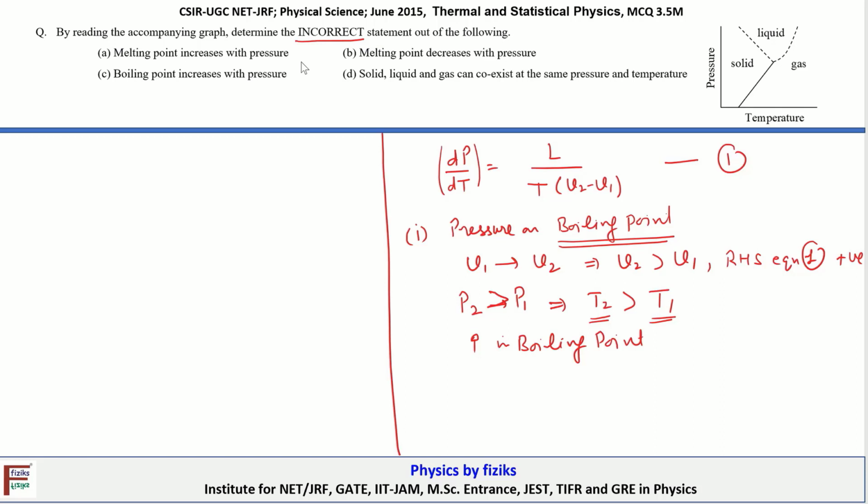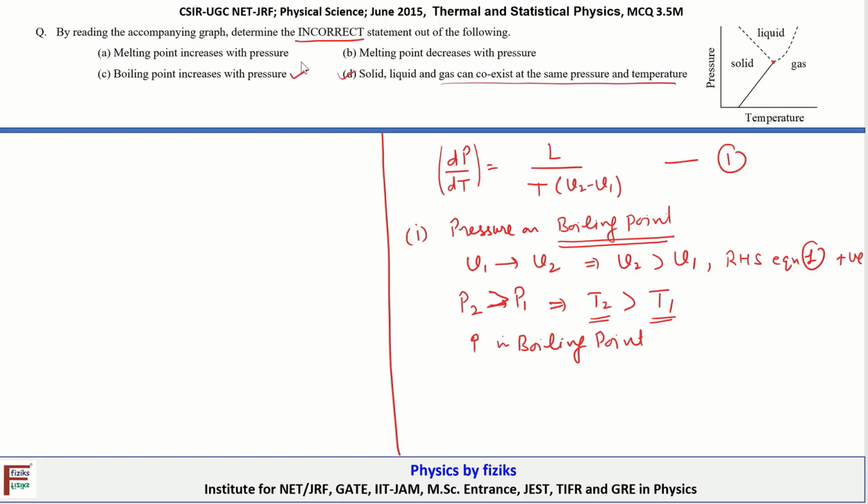In fact we have to identify the incorrect statement, so I will mark this one with a sign as a correct statement: boiling point increases with the pressure. So the first correct statement we have identified. Now let's take a look at point D: solid, liquid and gas can coexist at the same pressure and temperature. This statement talks about this point here, where all three phases, solid, liquid and gas, coexist together. So point D is also correct.